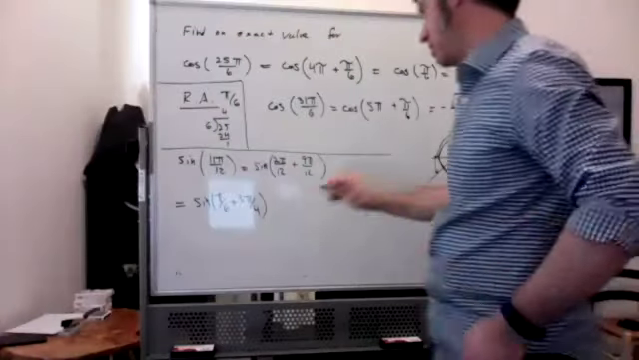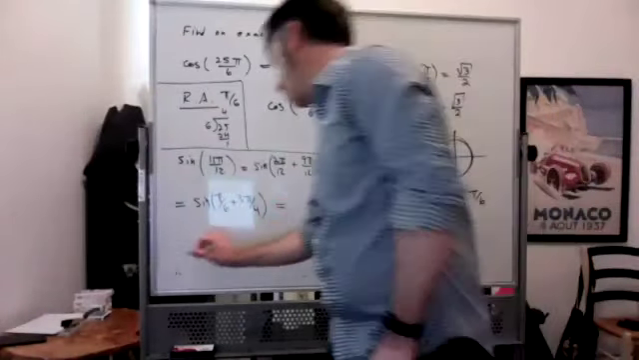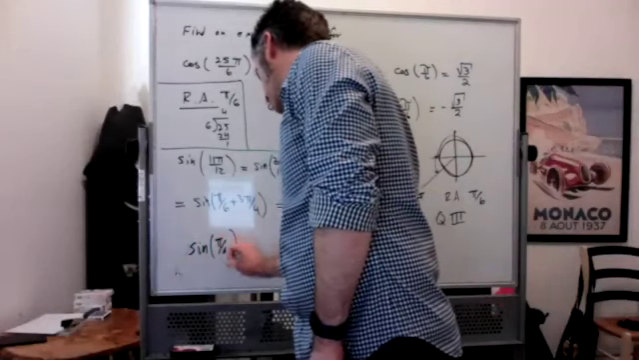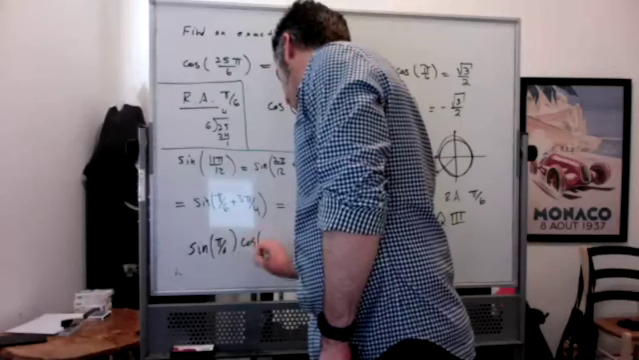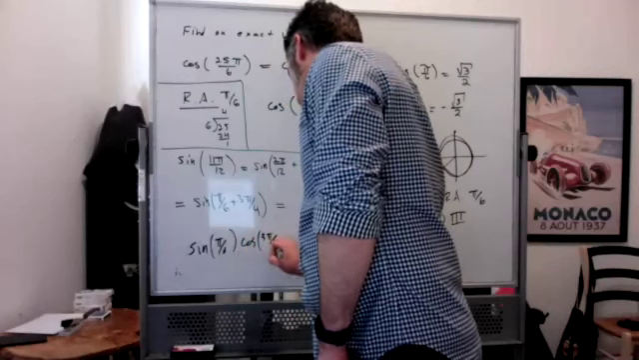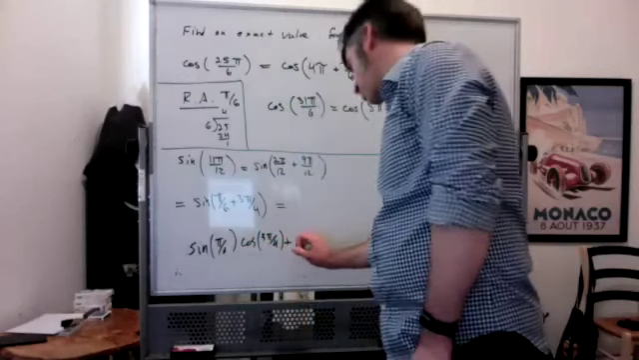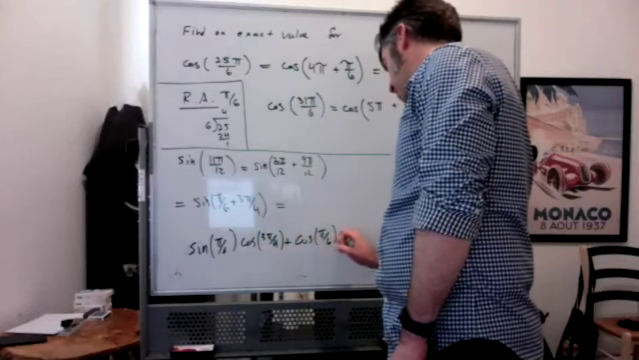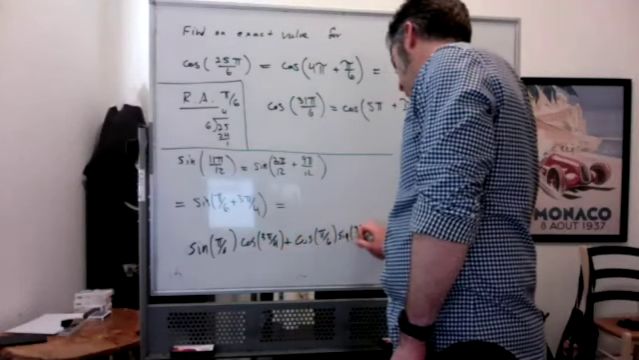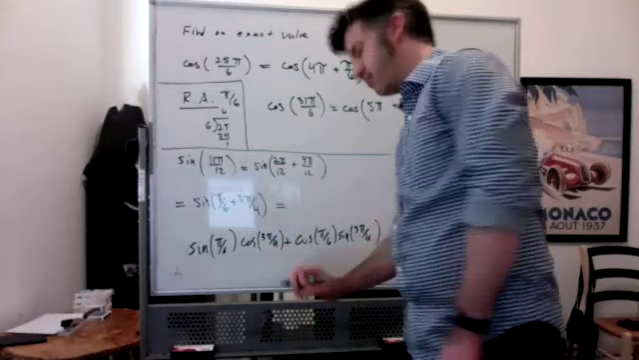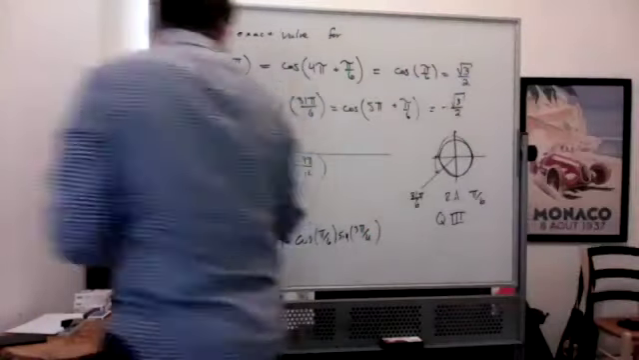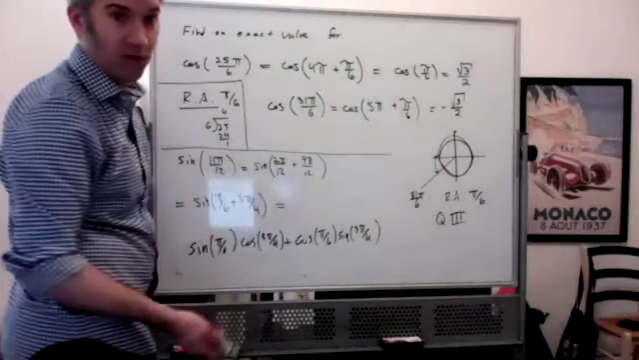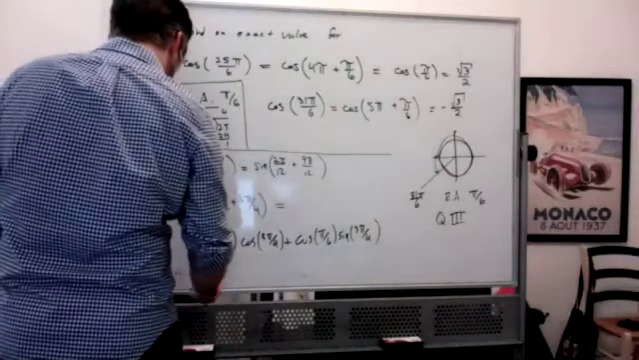So this is going to be sine of pi over 6 times cosine of 3 pi over 4 plus cosine of pi over 6 times sine of 3 pi over 4. Right, let's see what we got here. Well, we know that cosine of pi over 6 is root 3 over 2. Sine of pi over 6 is 1/2.